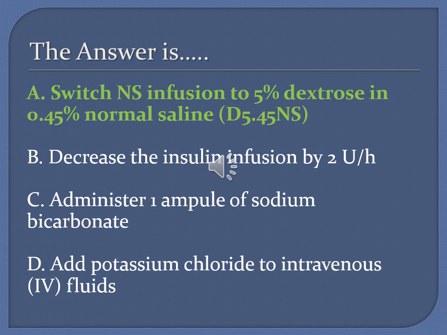C, give an amp of sodium bicarbonate. Well, what's your last pH on here? Your last pH on here is 7.32. I don't think that we would give a whole amp of bicarb for that. In addition, they may possibly even be on a bicarb drip, but most certainly with that pH, they would not need any sodium bicarb. D is add potassium chloride to IV fluids. The potassium in this scenario is 4.2, which is within normal limits. So the best answer in this case is A.